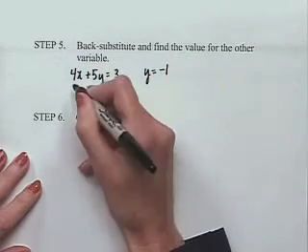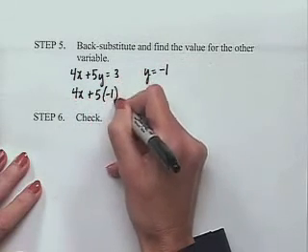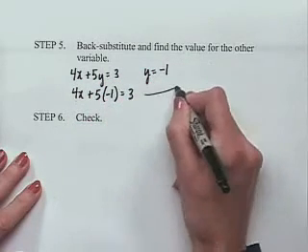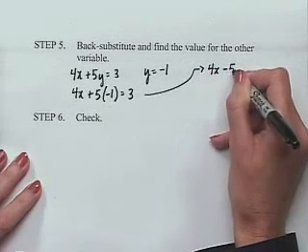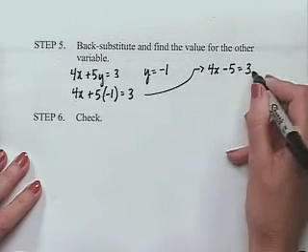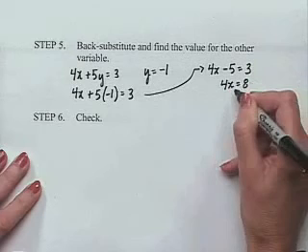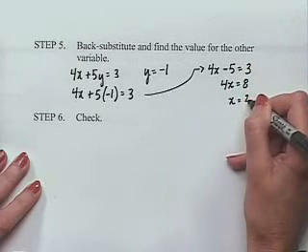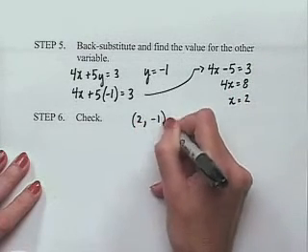Let's back substitute. We'll have 4 times x plus 5 times negative 1 equals 3. Let's solve this. We're going to have 4 times x minus 5 equals 3. Let's add 5 to both sides of the equation. 4x equals 8, and then x is going to equal 2. So we have a proposed solution of 2 comma negative 1.